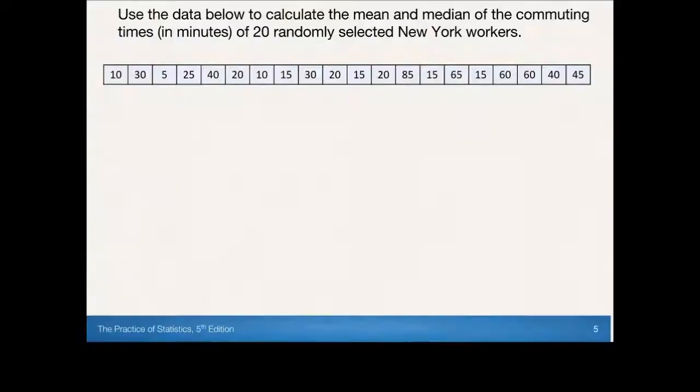You've done this before. Here we take those randomly selected New York workers, and we're going to calculate the commuting time. So here's the data that's given. We're going to calculate the center, so let's calculate the x bar, or the average. I'll go ahead and pause the video and calculate that.